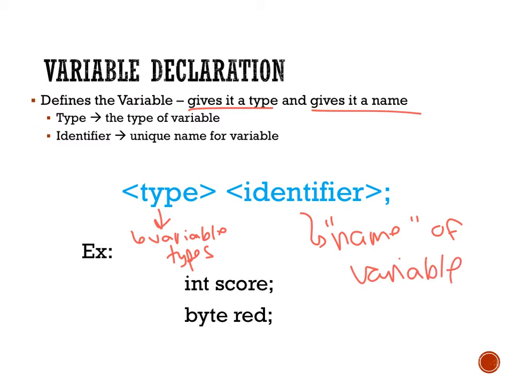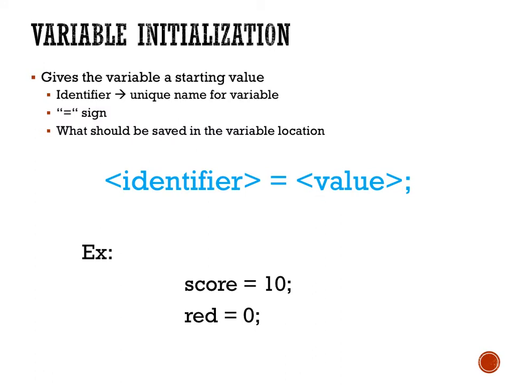So note down here that these are both declaration statements. We have the type followed by the identifier, or the name. So I'm creating an integer variable named score, or I'm creating a byte variable named red. So notice that a declaration requires us to give a variable a type and then to also give it a name. That is it.